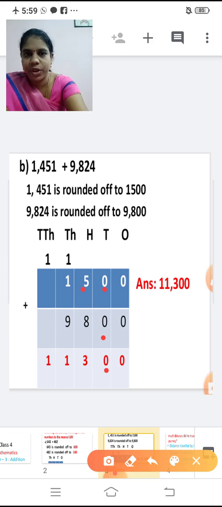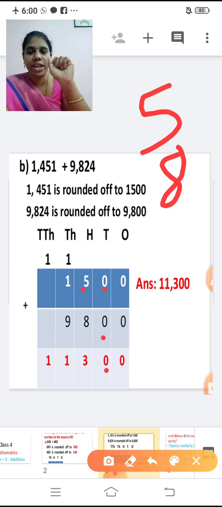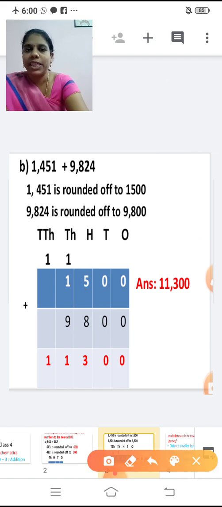5 plus 8. We keep 8 in the mind. After 8 we are going to add 5 numbers, right? 8, 9, 10, 11, 12, 13. 13 is a 2-digit number. So write 3 here and this 1 is carried forward to the next place, that means the thousands place. So 1 is carried forward to the thousands place.